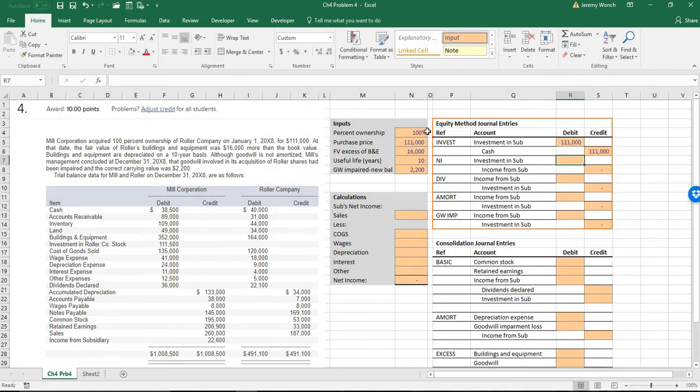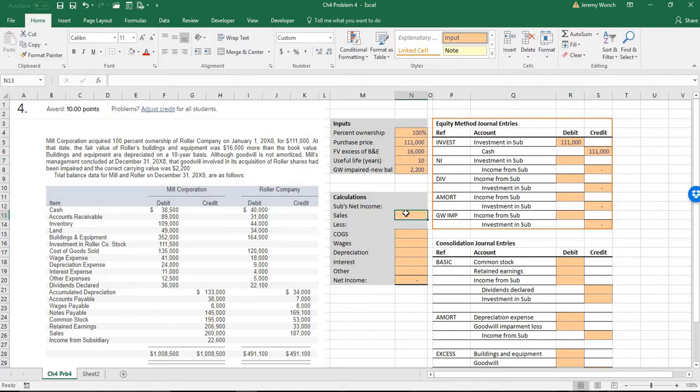Then we record our income in the sub, and we don't know exactly what that is. So they show 22.6 here, but we know there's going to be some additional amortization that lowers this number. So we want the actual, just the straight net income from the subsidiary. So let's go ahead and calculate that.